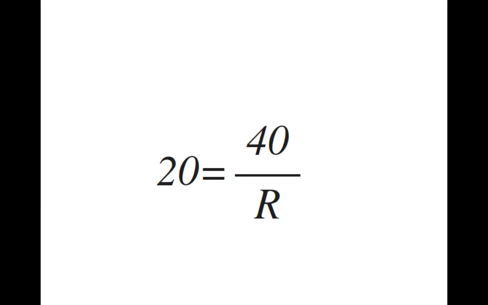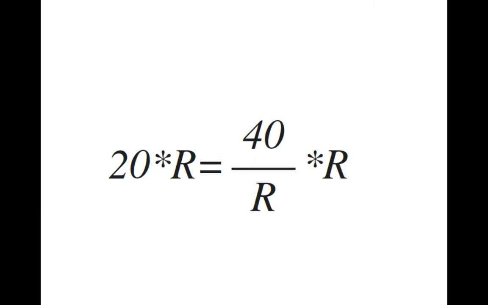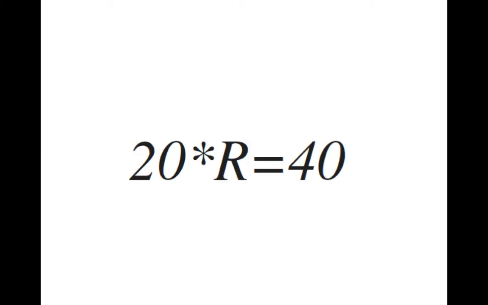So what do we do? We can multiply both sides of the equation by the same thing, so we multiply both sides by R. So 20 times R equals 40 divided by R times R. Now look at the right side over here, we have the same scenario. 40 is being multiplied by R and divided by R. Those two actions cancel each other out. So the two R's are canceled out, and we get 20 times R equals 40.